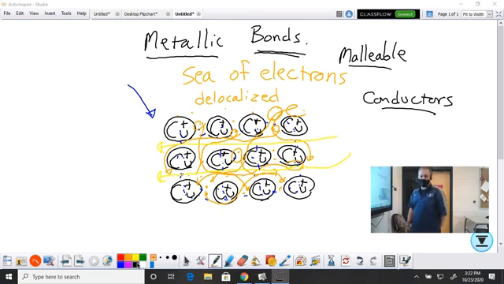Okay, and you see them mainly in the transition metals, some in the other transition metals, and a little bit in group 1 and group 2 metals. But metals are malleable because they have a sea of delocalized electrons, and they're the best conductors for that same reason.